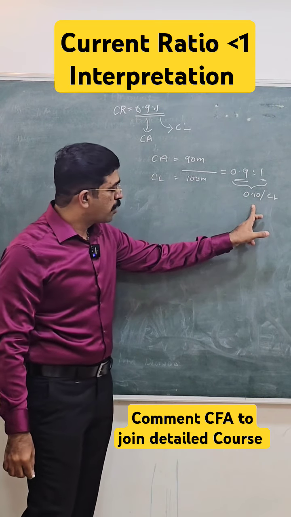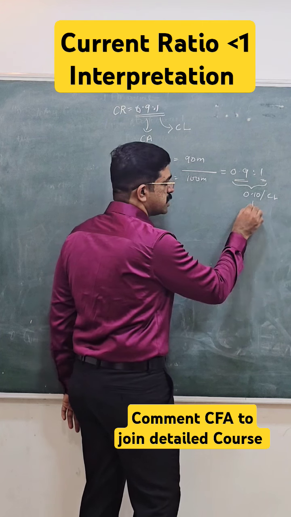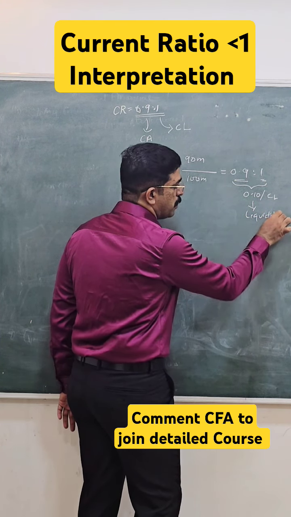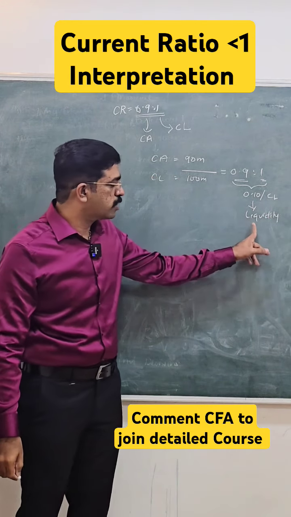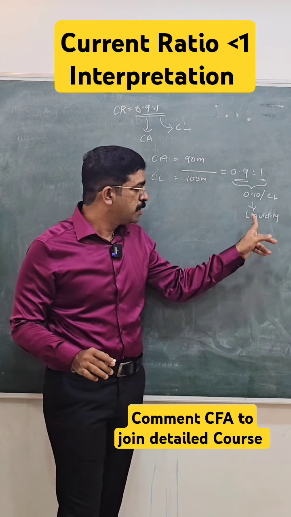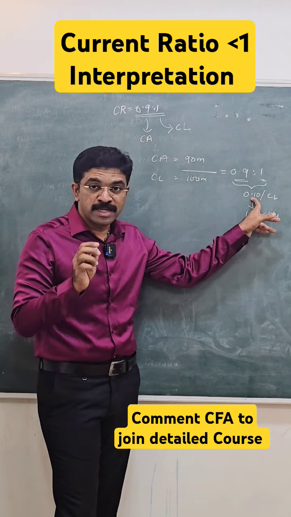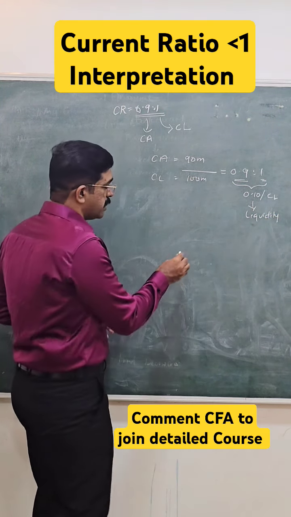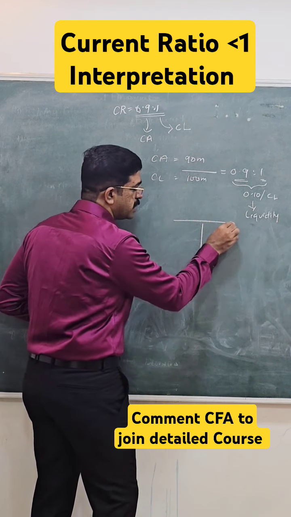So this communicates this business is having liquidity strain. When I say liquidity, it means the ability of the business to meet its short-term expenses and obligations. But here they are short by 10 paise per rupee of obligation. Apart from that, it also communicates something more serious.